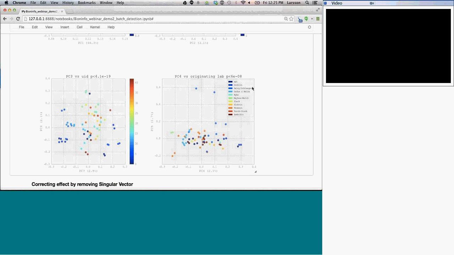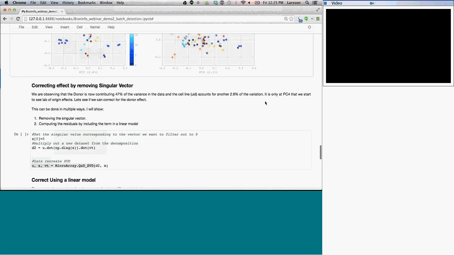So this is very good news. Basically we're seeing that donor is the strongest association in the data, and then we have a little bit of information from cell lines. But lastly, lab of origin has an effect as well.